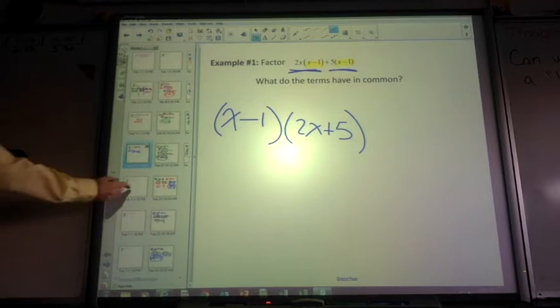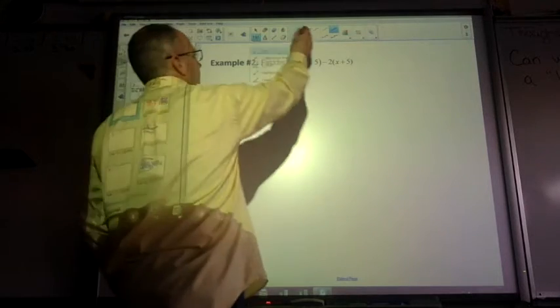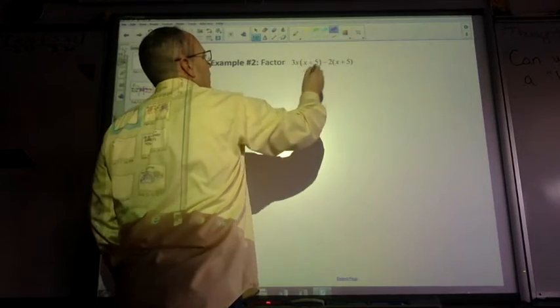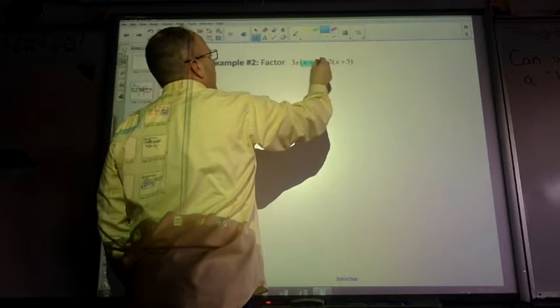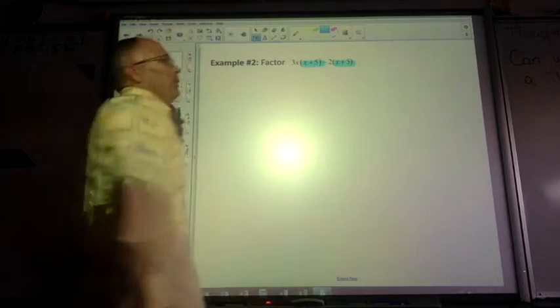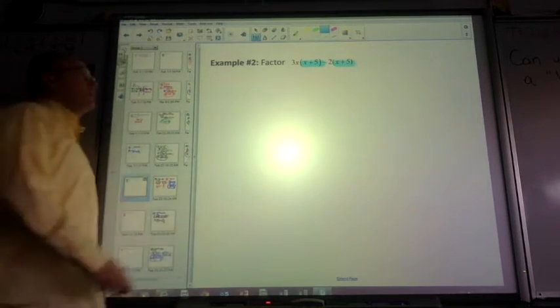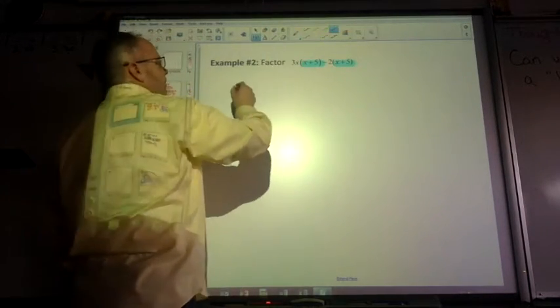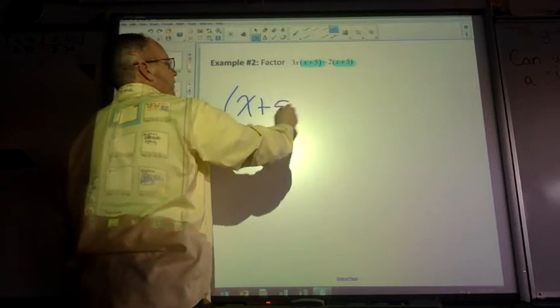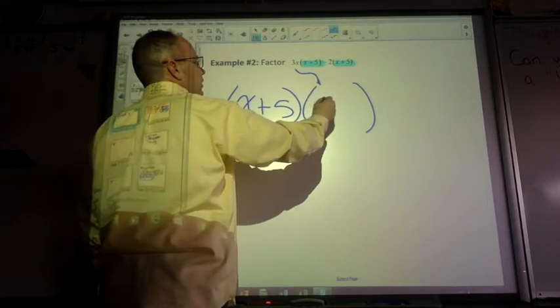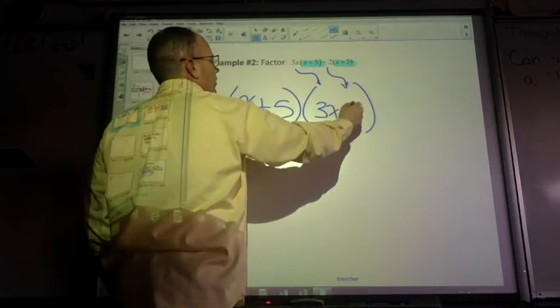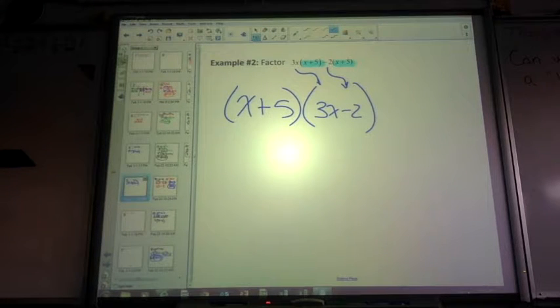All right, number 5, or my next slide. I have that and that in common between the two, agree? So I'm going to factor an x plus 5 out of both. What do I have left if I factor an x plus 5 out? A 3x and a minus 2. Done. It's that simple. Simply, simply, simply.